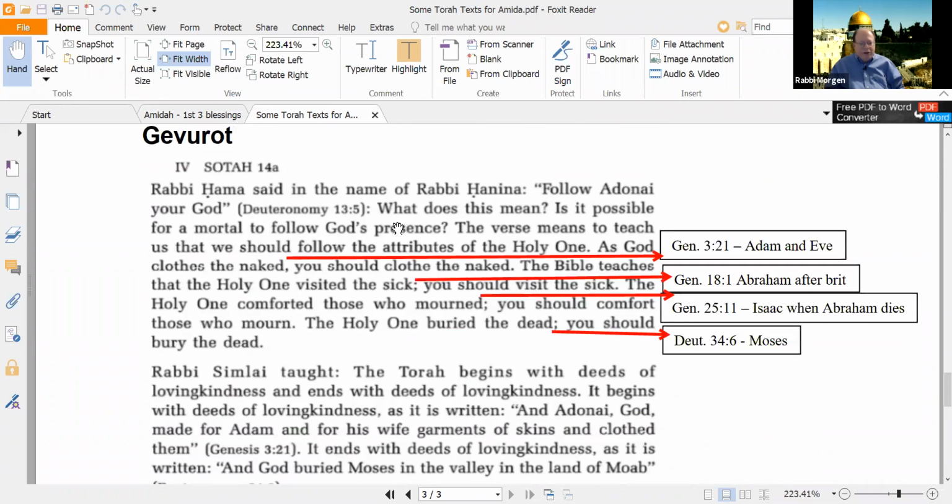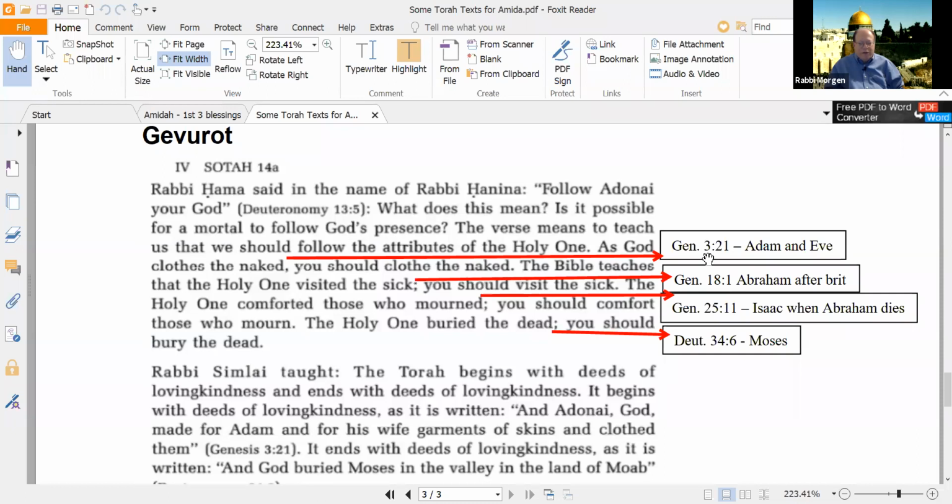So in the old Sim Shalom prayer book, there was this interesting text from the Talmud. Rabbi Chama said in the name of Rabbi Hanina, follow Adonai your God. That's what it commands us to do in chapter 13 of Deuteronomy. What does it mean? How can you follow God? Is it possible for a mortal to follow God's presence? The verse means to teach us that we should follow the attributes of the Holy One. Just as God clothes the naked, we should clothe the naked. When did God clothe the naked?